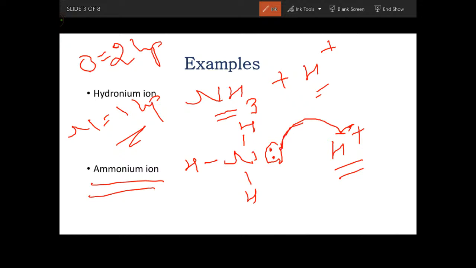So what kind of bond is this? This is also again the coordinate bond. Why coordinate bond? Because both the electrons are coming from nitrogen. Am I clear? So how to represent this?